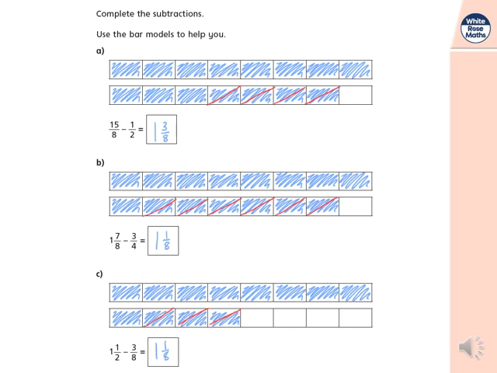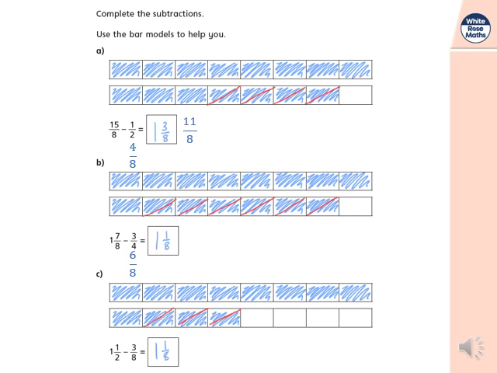Let's have a look. For the first one, it was 15/8 take away a half, and we could have converted our half by timesing by 4 to 4/8. 15/8 take away 4/8 is 11/8, and 11/8 is an improper fraction into a mixed number, would be 1 whole and 3/8. For question B, we could have converted by timesing by 2 our 3/4 into 6/8.